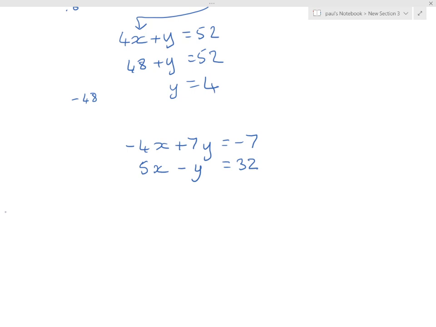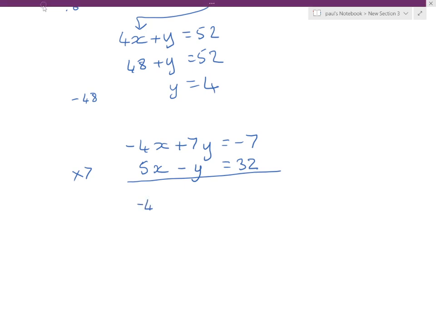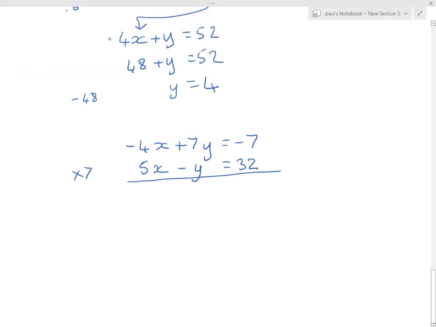Right, I could multiply the top by 5 and the bottom by 4. Yeah, that would work. Or I could multiply the bottom by 7. That would work also, to get a 7y. I'm going to do it that way, yeah. So, you can't just multiply by 7 first of all. So on the top we've got minus 4. I can see that when I'm multiplying by 7, this is going to be by far the biggest number. So I'll put this one on the top.